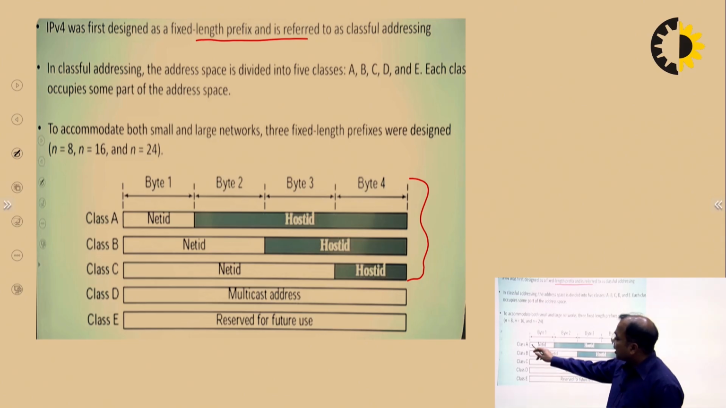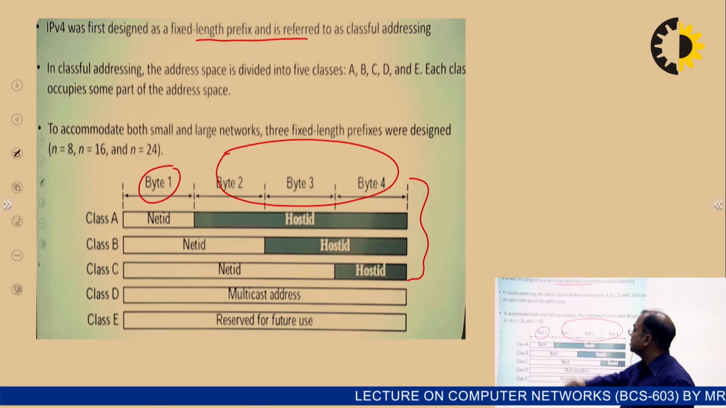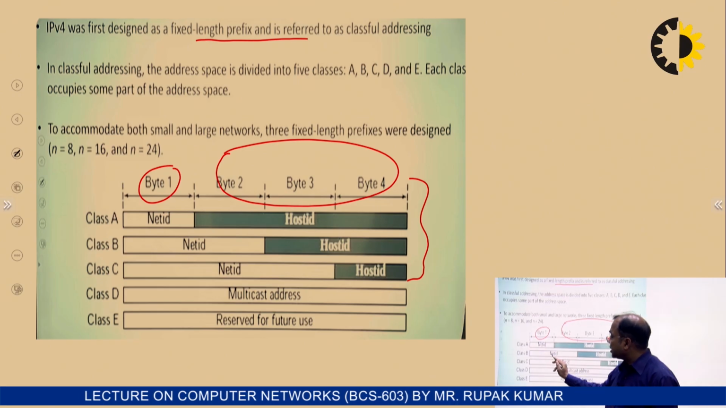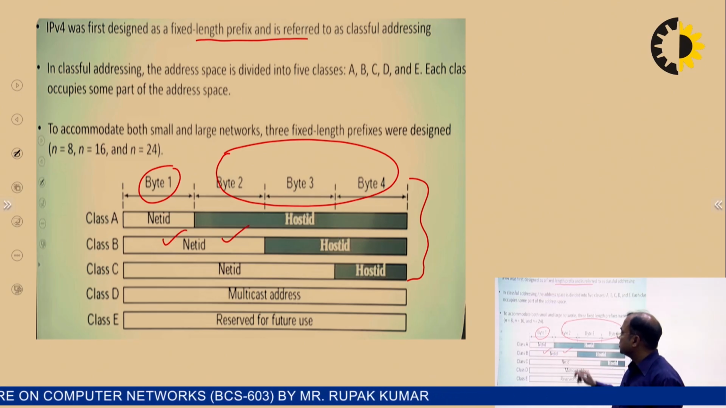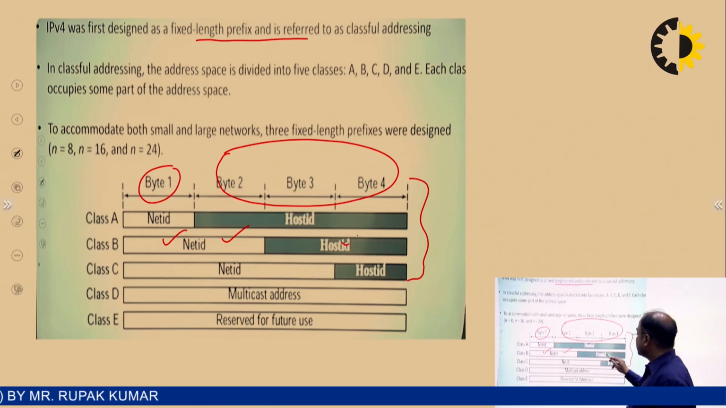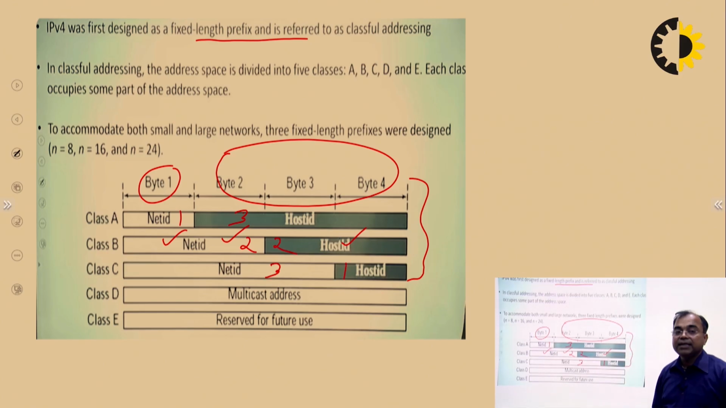In class A, 1 byte, meaning 8 bits, is for the network ID, and the rest, 3 bytes or 24 bits, is for the host ID. In class B, we keep 2 bytes, or 16 bits, as the network ID, and 16 bits, or 2 bytes, as the host ID. In class C it is 3:1. Here it is 1:3, here 2:2, here 3:1. This is the ratio of net ID and host ID divided in a classful IP address.